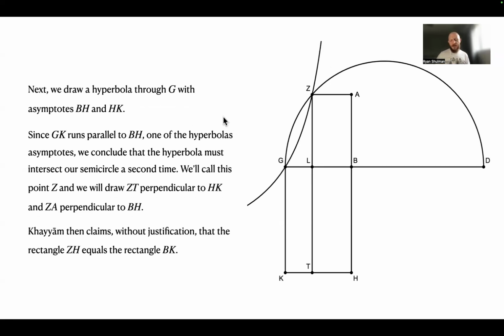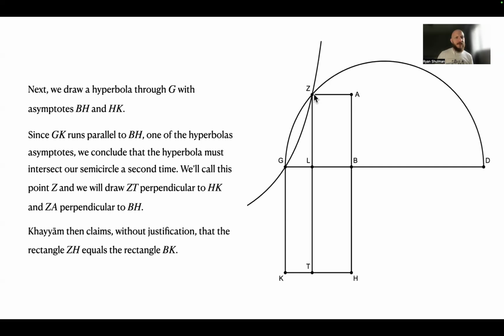It might seem a little bit like a small detail, but it is important to note that since GK is parallel to BH, which is one of the hyperbola's asymptotes, it follows that this hyperbola is going to pass into the interior of the semicircle and then will pass back out so that it has another intersection point. So this intersection point right here, which we're going to call Z, this definitely does exist.